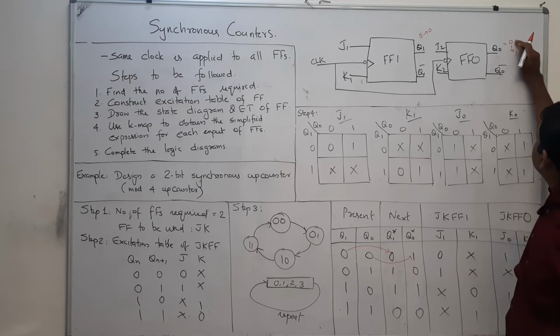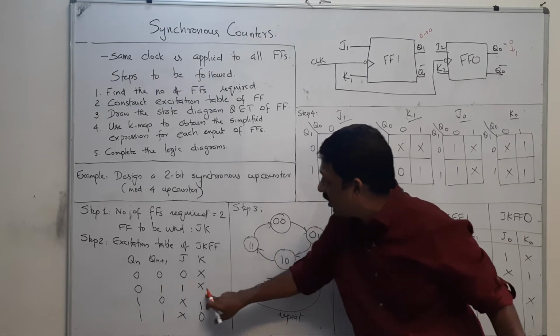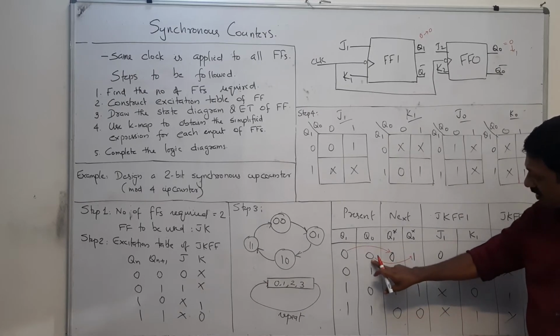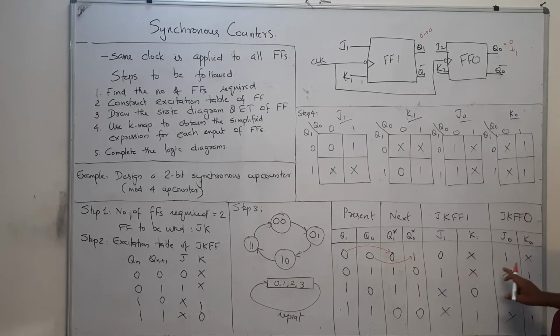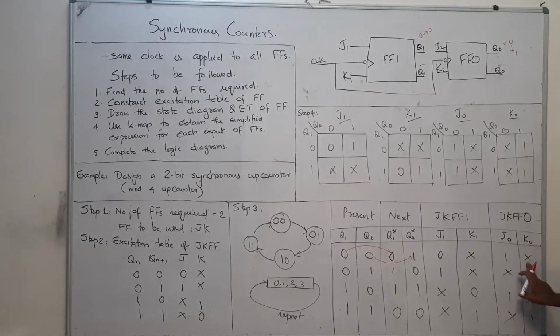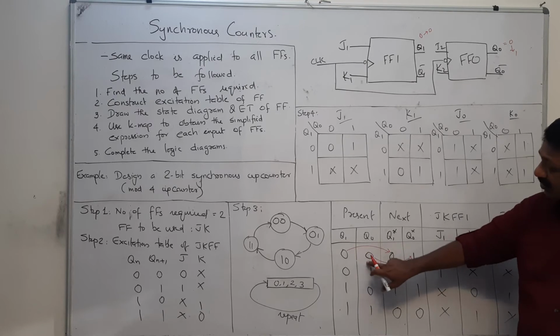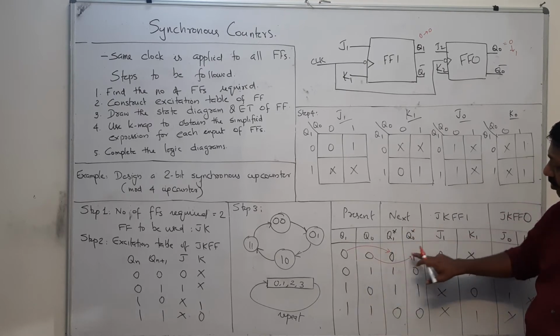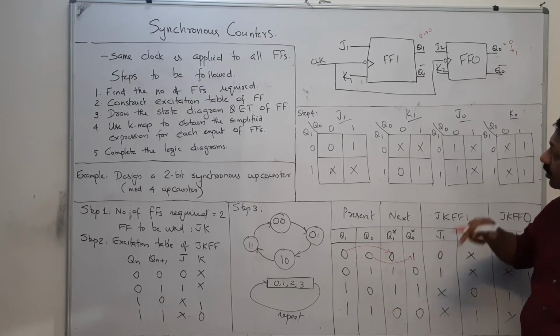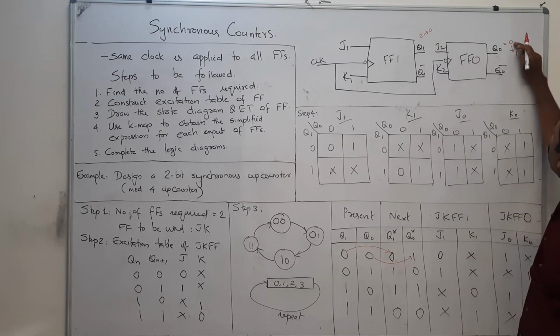And for a 0 to 1 transition, what is it? A 0 to 1 transition is 1x. So here you have a 0 to 1 transition, that is why we have put here 1x. Okay, 1x. Now, the present state is 0, 0 and the next state is 0, 1. Now, for the next state, that means now 0, 0, 0, 1.